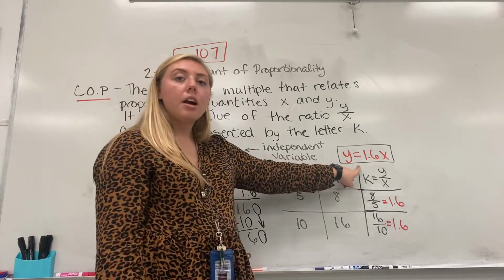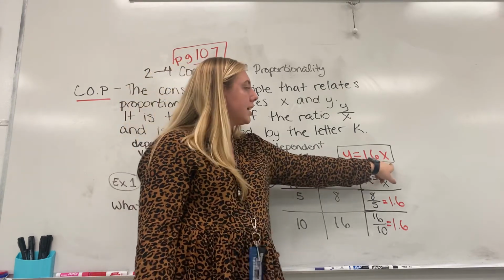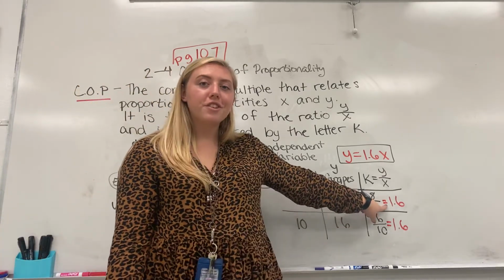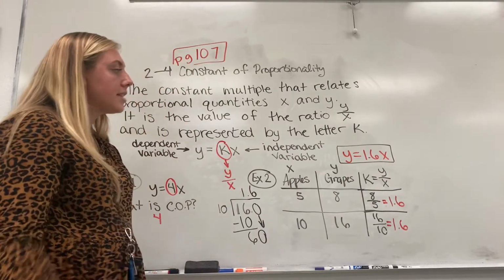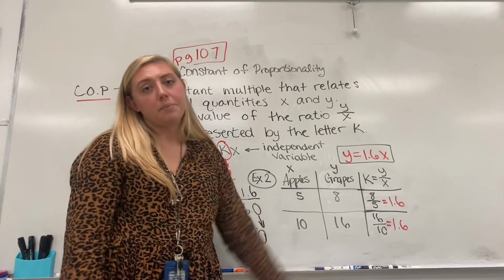So if you look over here, right, I left y alone, so I wrote it as y equals 1.6x. I replaced the k here with the 1.6 that we found over here doing that division. So this equation is going to be representative of all of the different variations we can have of apples to grape comparisons.